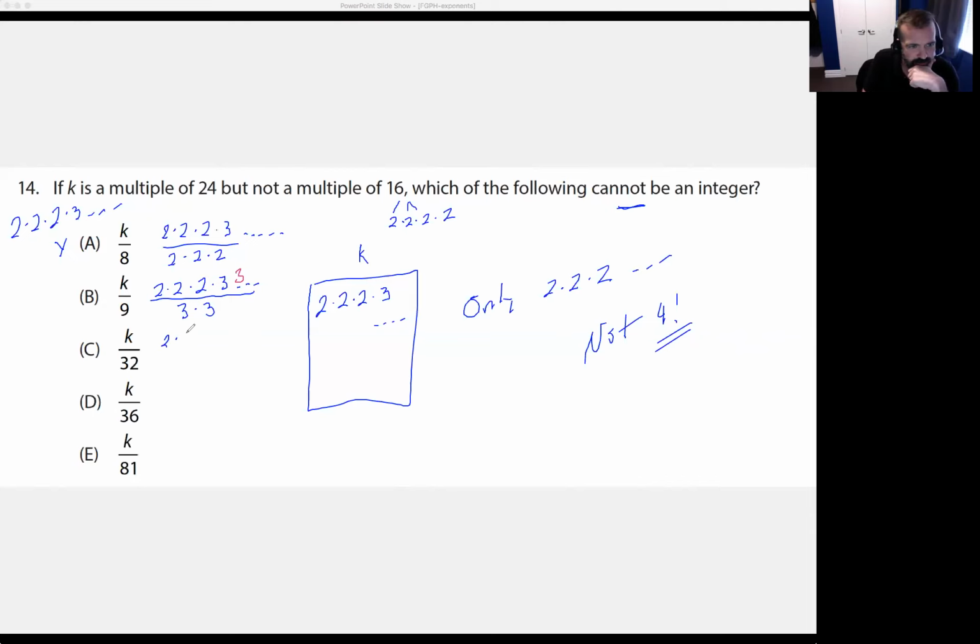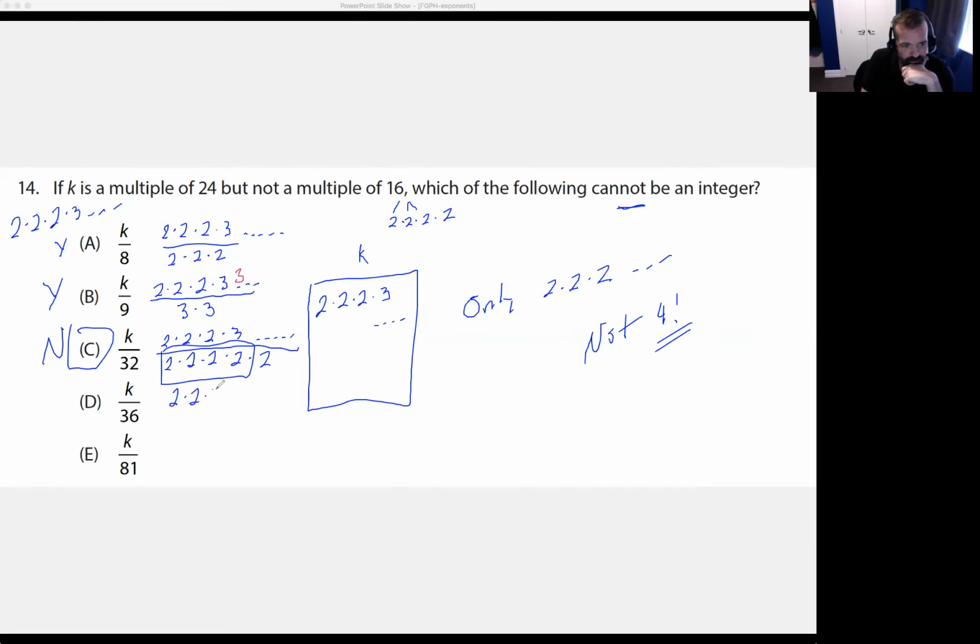All right, K is 2 times 2 times 2 times 3 and anything else but a 2, and 32 is what? 2 times 2 times 2 times 2 times 2. Can I do that? Nope, not allowed to have 4 2s. We've broken the rules. I might have another 3, but I can't have another 2. So there's my no. What's my answer going to be? All right, C.